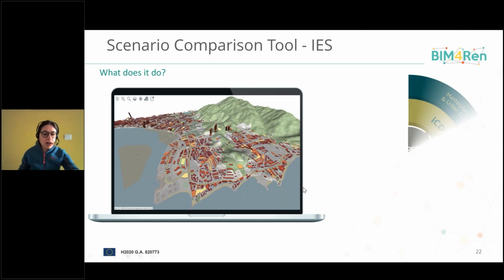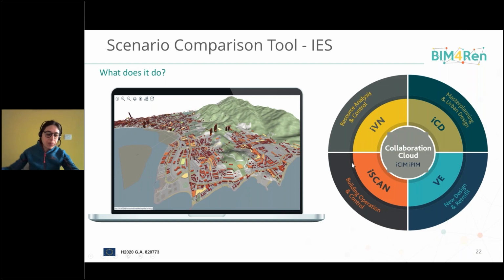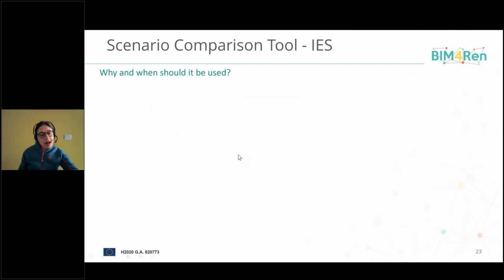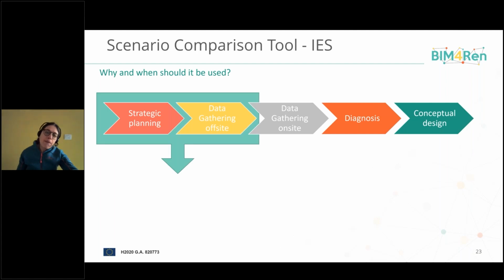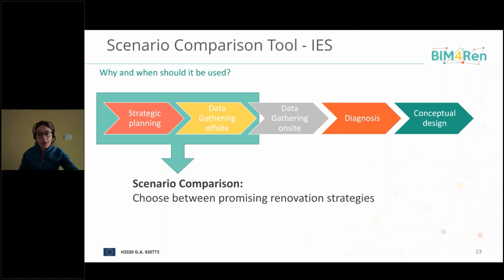This is part of the iSIM online platform by IES, which is a community resource monitoring and management platform. It can be deployed in communities of any scale, and it can be used to display and interact with 3D models of the buildings in the community. The scenario comparison tool could be used at the beginning of the renovation process, before the detailed design starts, to choose between the renovation strategies that are more promising.